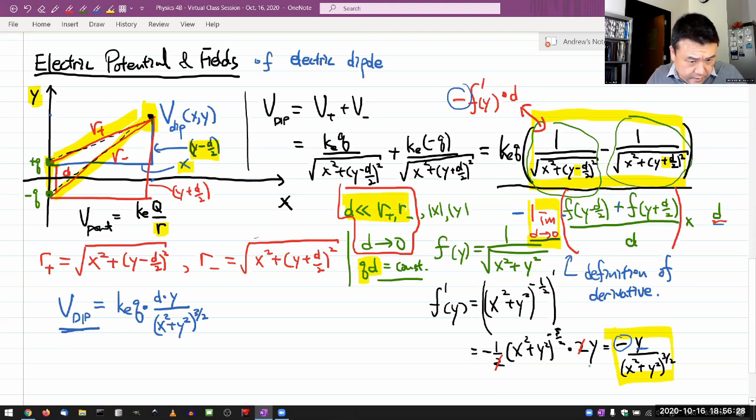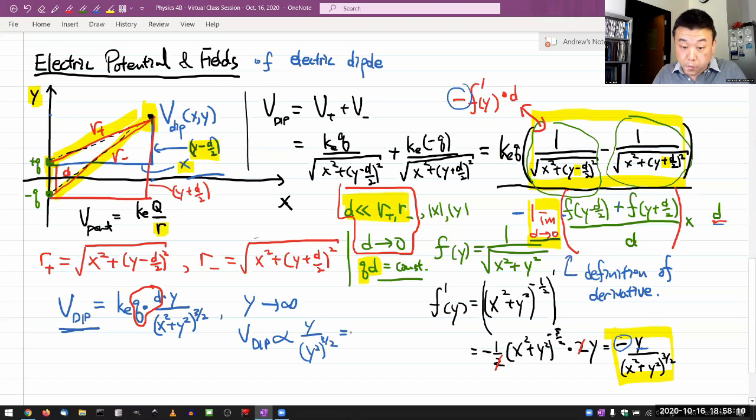I guess, let's see here. This is where you see the meaningfulness of the electric dipole moment, the charge times the displacement. So we can treat this as a constant, and the rest is a function of position. And in the limit where y goes to infinity, what you see this potential doing is it's proportional to y divided by y squared raised to 3/2, or 1 over y squared.